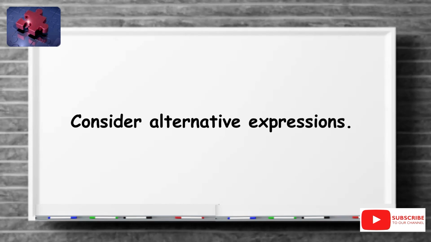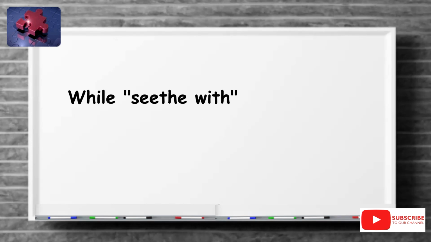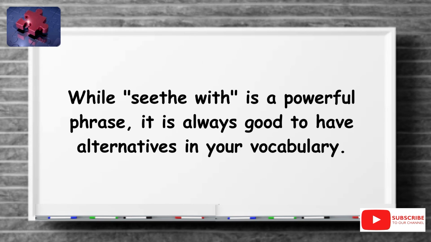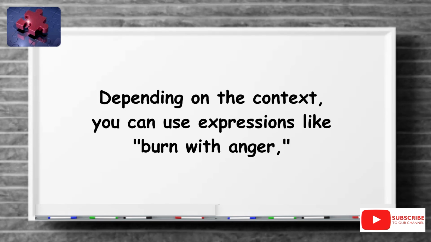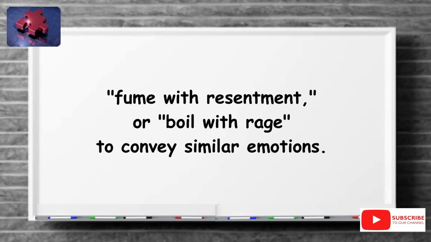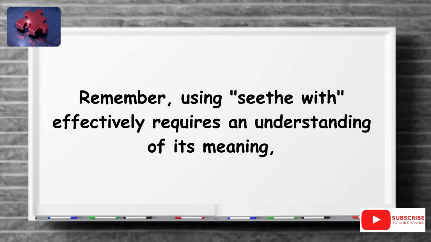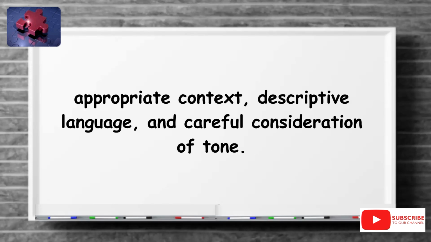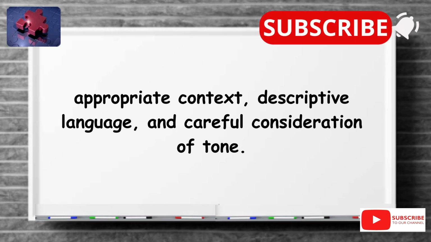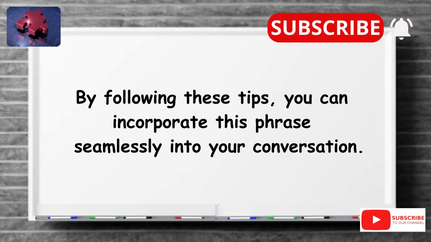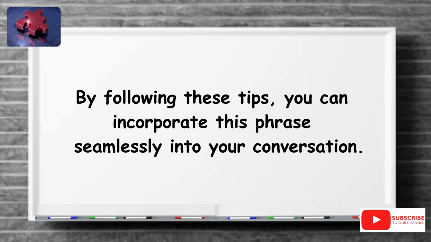Consider alternative expressions. While seethe with is a powerful phrase, it is always good to have alternatives in your vocabulary. Depending on the context, you can use expressions like burn with anger, fume with resentment, or boil with rage to convey similar emotions. Remember, using seethe with effectively requires an understanding of its meaning, appropriate context, descriptive language, and careful consideration of tone. By following these tips, you can incorporate this phrase seamlessly into your conversation.